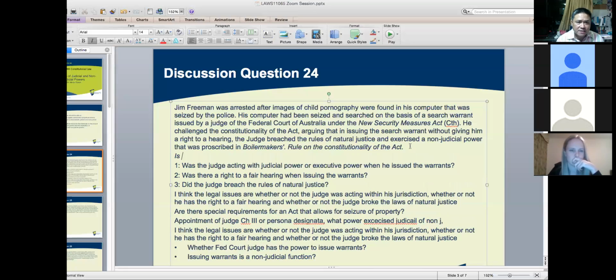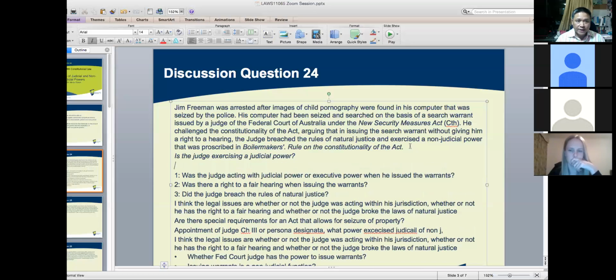The first question is, is the judge exercising a judicial power? So when I say that, is the judge, in issuing a search warrant, exercising a judicial power? And what do you think is the answer there? Well, it's no, because there's no controversy. In other words, this is on his own initiative. Remember that federal judges only deal with a matter, and a matter arises when there's an actual controversy between parties. That is not the case. So we know that in this case, it does not involve the exercise of a judicial power.